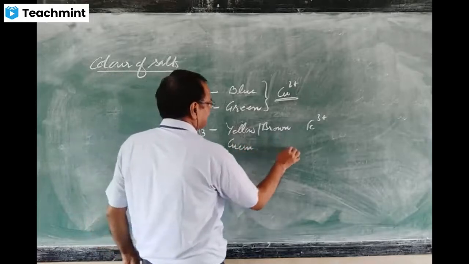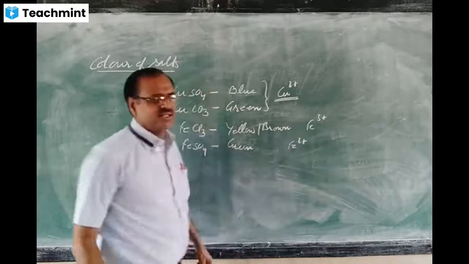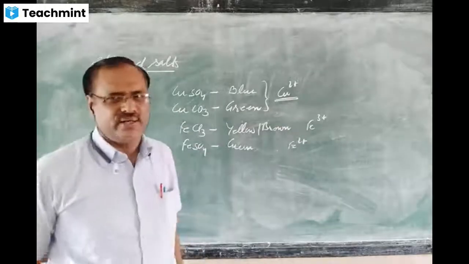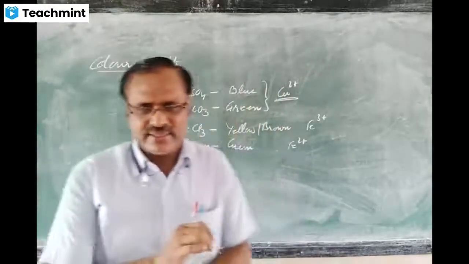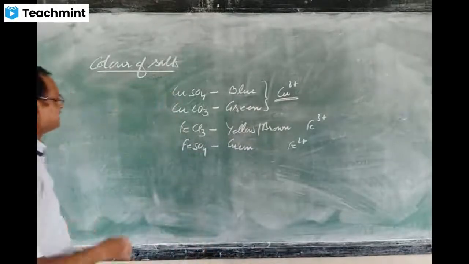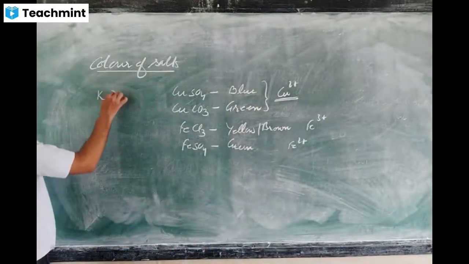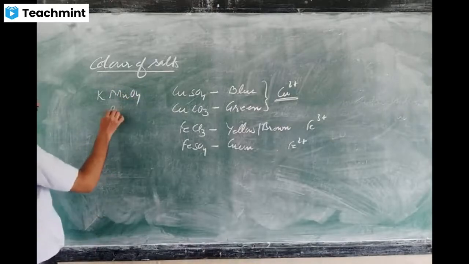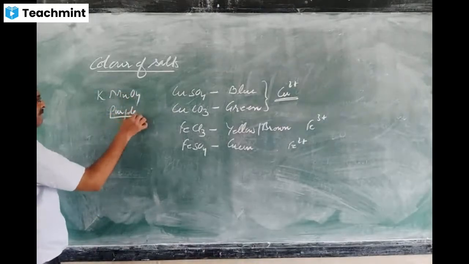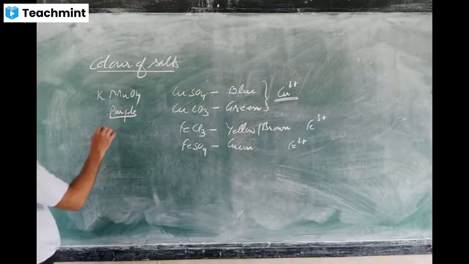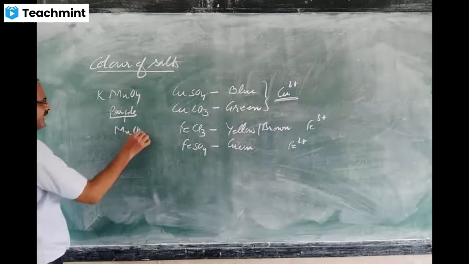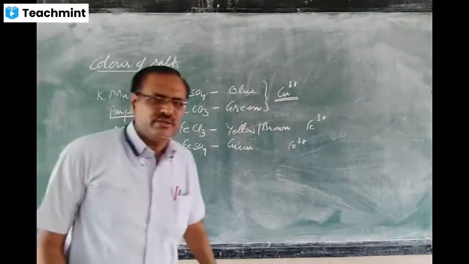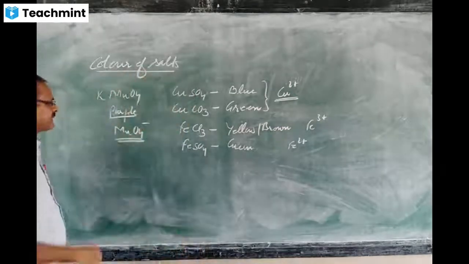This green color is there because of this ferrous. So now the color of the salt is due to either cations or anions. If one is colored, then the salt will be colored. Now next one, you have studied that KMnO4, potassium permanganate. This compound is found in purple color. So this purple color is there because of the permanganate ion.